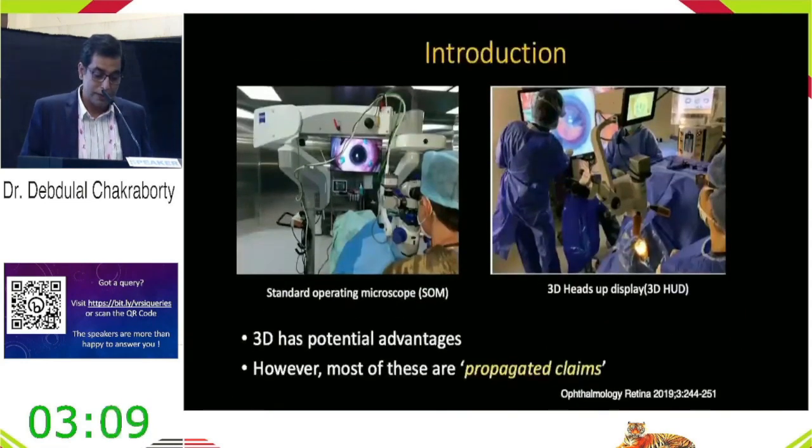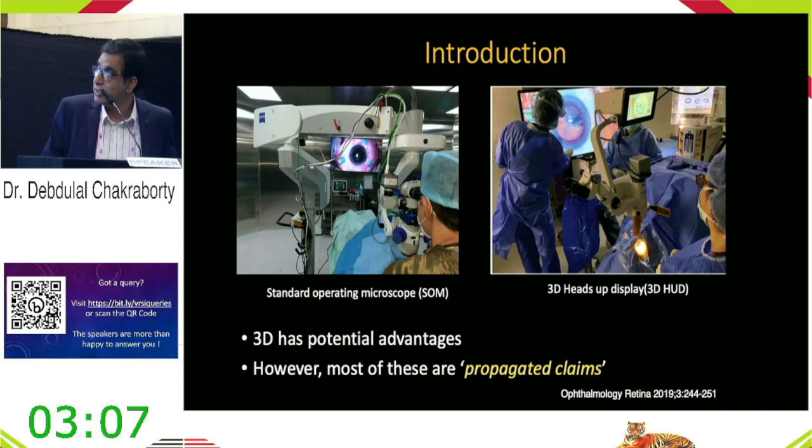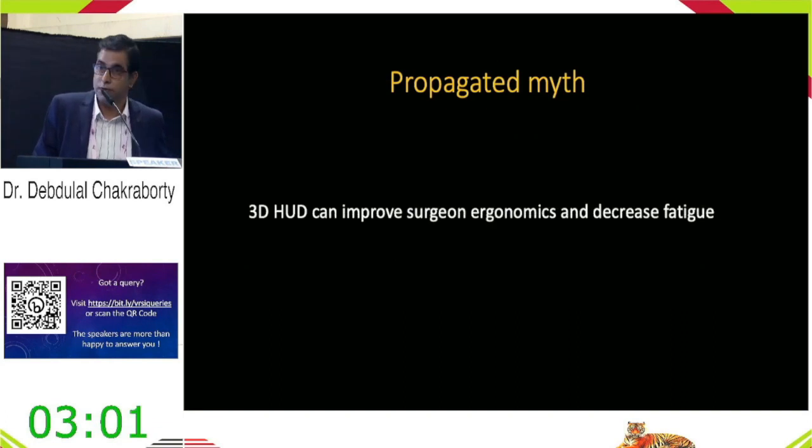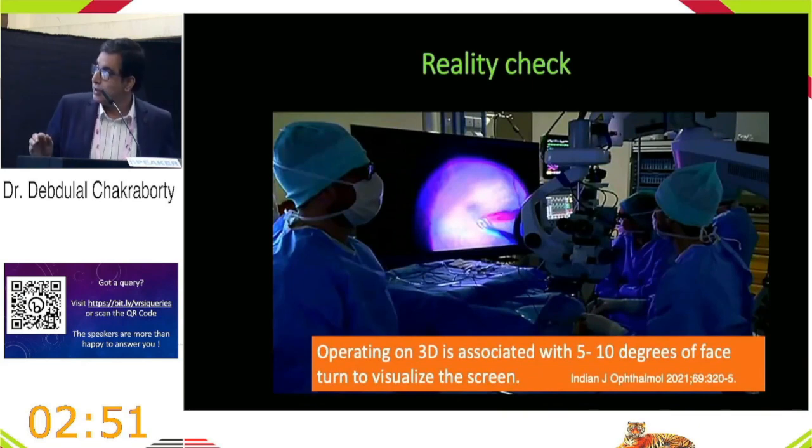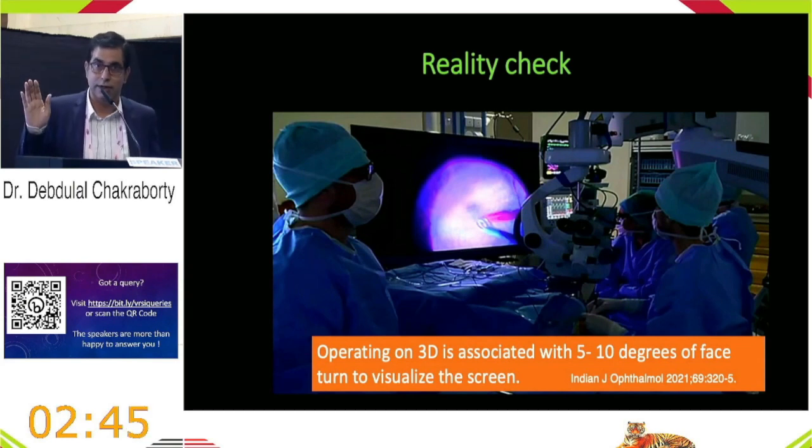So coming back to the topic of the day, 3D has potential advantages. However, most of these are propagated myths or claims. Let's go to the first propagated myth, which my friend Srinivas talked about. 3D HUD can improve surgeon ergonomics and decrease fatigue. So if you do a reality check, operating on 3D is associated with 5 to 10 degrees of face turn to visualize the screen. So is it really physiological?